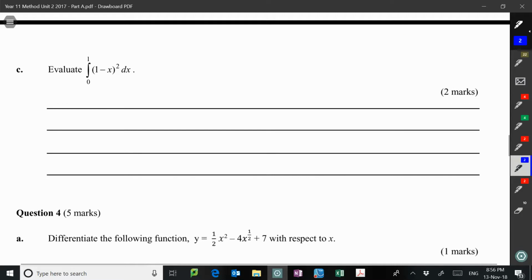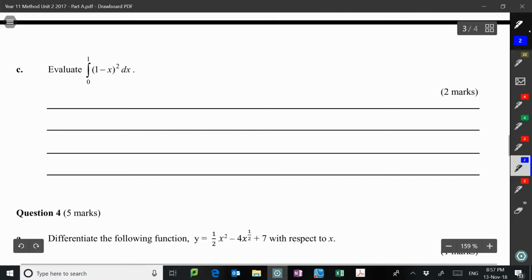Okay, now this is definite integrals. This is the final part, and some of you may have forgotten how to do this. So we're going to try to do this slowly and get our heads around it. Your first goal, forget about the 0 and 1 for now. Your goal is to antiderive this.